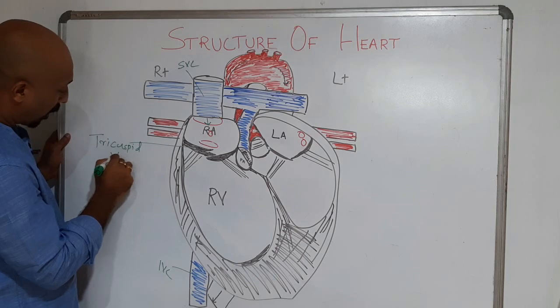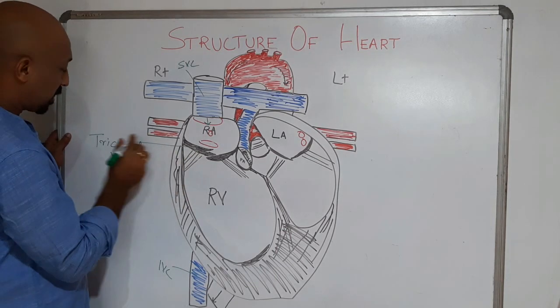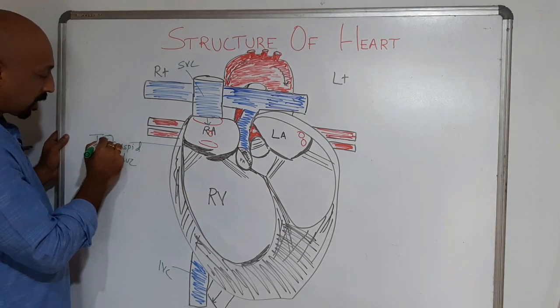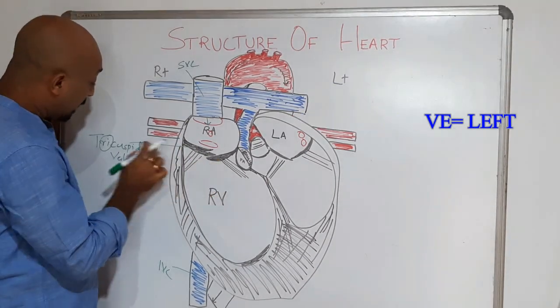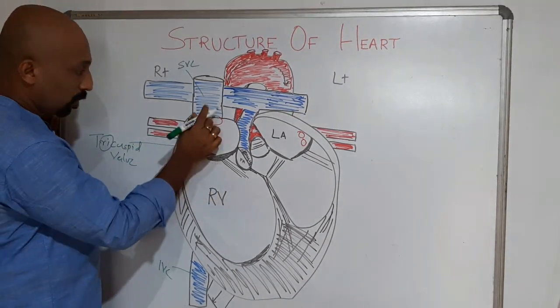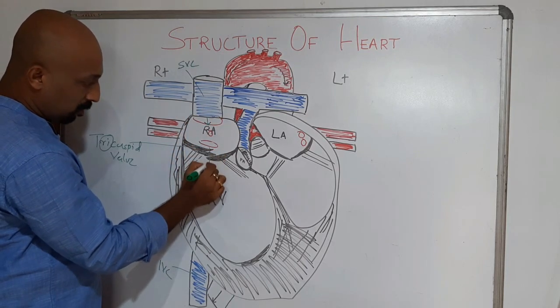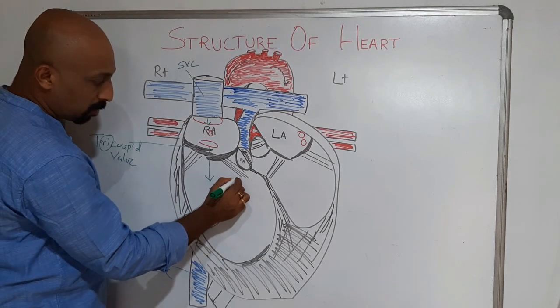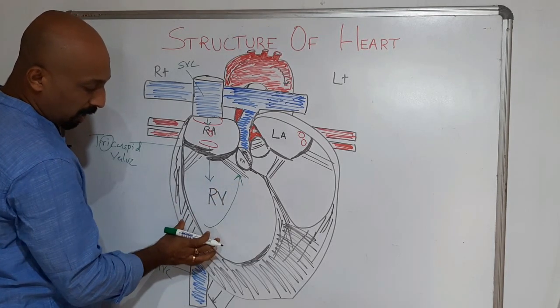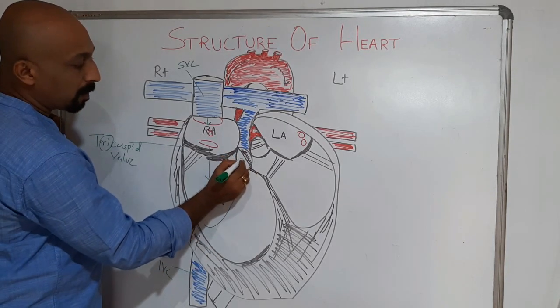Tricuspid valve. That is on the right side. See, there is always a mnemonic, RI. So it shows that the tricuspid valve is on the right side of the heart. So the blood is coming to the right side, it goes to the right ventricle. From the right ventricle, while the heart contracts, it goes to the pulmonary artery.